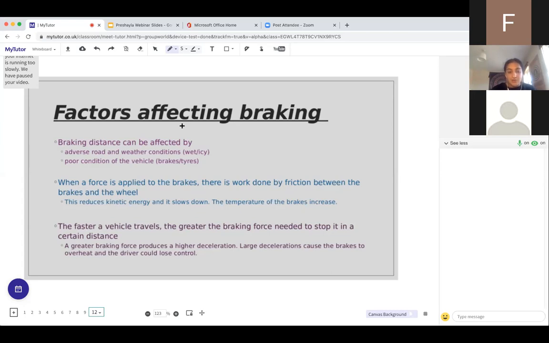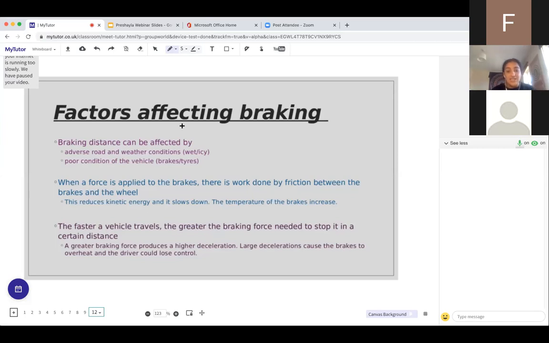The faster a vehicle travels, the greater the braking force needed to stop it. We know that. If a vehicle is traveling at a high speed, it needs a bigger braking force to stop it. So we need to slam the brakes harder than if we were traveling at a slower speed. But a greater braking force produces a higher deceleration. If we slam the brakes, we quickly come to a very slow speed. So a high deceleration: we quickly go from a high speed to a low speed if we brake really hard.